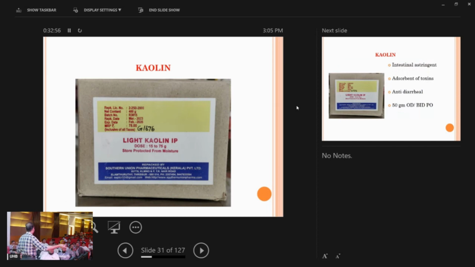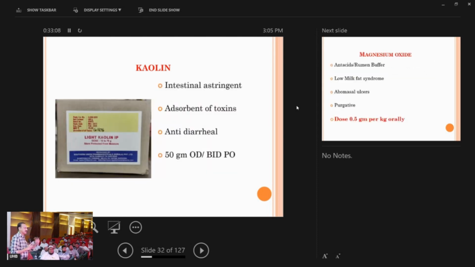Pectin and kaolin, both are available. You can mix it, 100 gram, and divide it. You can give 50 gram twice a day so that it will control the diarrhea. So pectin and kaolin act as an intestinal astringent. It absorbs toxins in case of any intoxication, and is anti-diarrheal. 50 gram orally twice a day you can give, very effective.